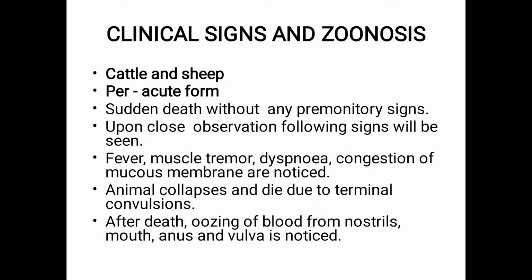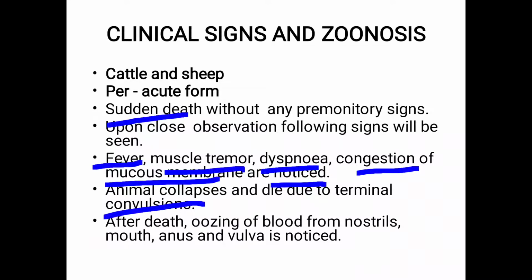Now let us come to the clinical signs and zoonosis. There are mainly two forms, one pre-acute, another one acute form. In case of cattle and sheep, there is sudden death in the pre-acute form, and there are no clinical signs such as fever, muscle tremors, dyspnea, congestion of mucous membranes noticed. Animal collapses and dies due to terminal convulsions. After death, the blood will ooze from the nostrils, mouth, anus, sometimes from the vulva also.